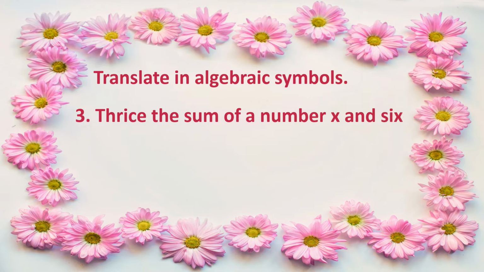Thrice the sum of a number x and 6. So first let us write the sum of a number x and 6. What is that? x plus 6. Yes, x plus 6. Thrice means 3 times this total, isn't it? So how will you write the whole sentence? 3 into x plus 6. Very good. 3 into x plus 6.